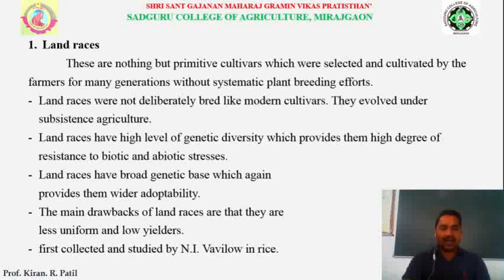The important characters: landraces were not deliberately bred like modern cultivars. They evolve under subsistence agriculture, but have high genetic diversity which provides them a high degree of resistance to biotic and abiotic stresses. Landraces have a broad genetic base, which is very important. Therefore, they show resistance to biotic and abiotic stresses. Again, they have very wide adaptability.